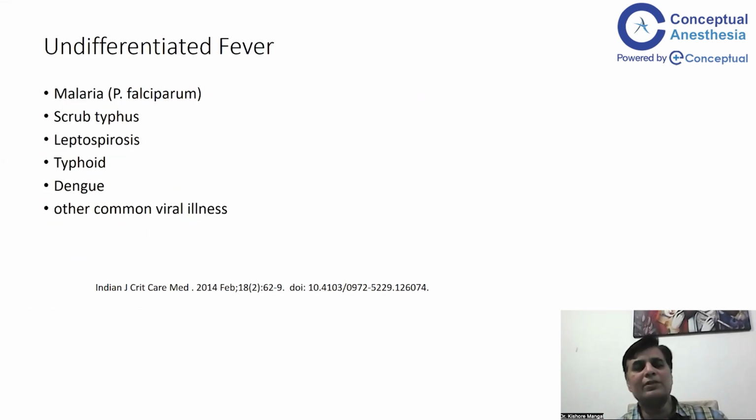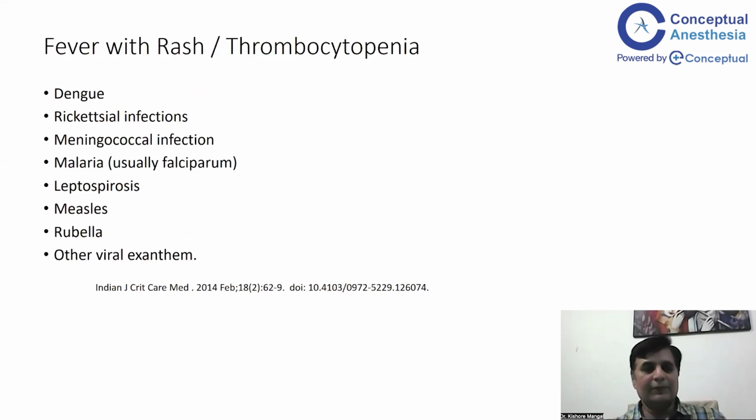So if a patient presents to you with undifferentiated fever, the differential diagnosis mainly will be malaria, scrub typhus, leptospira, typhoid, dengue, and other common viral illnesses. If the patient presents to you with rash, then the two major diagnoses during these seasons will be dengue and rickettsial infection. And if the patient is also having some neurological problem, then you must suspect meningococcal infection. Other possible differential diagnoses will be malaria, leptospira, measles, rubella, and other viral exanthems.